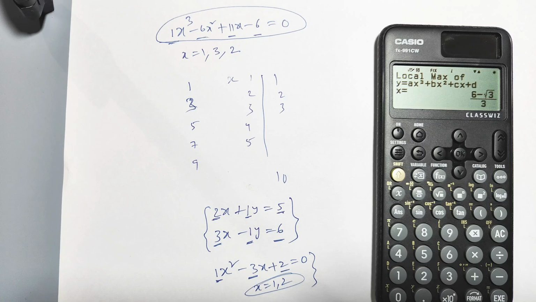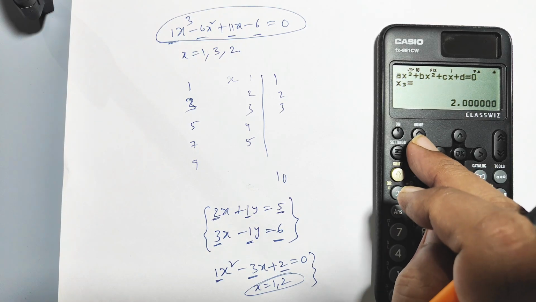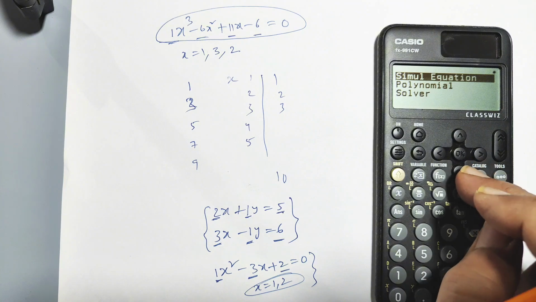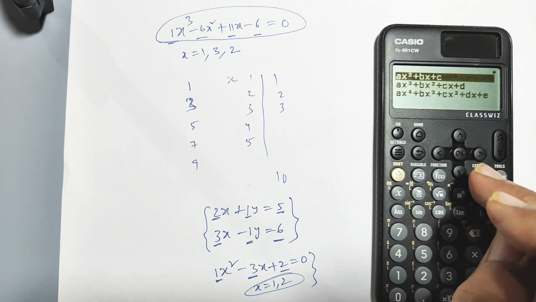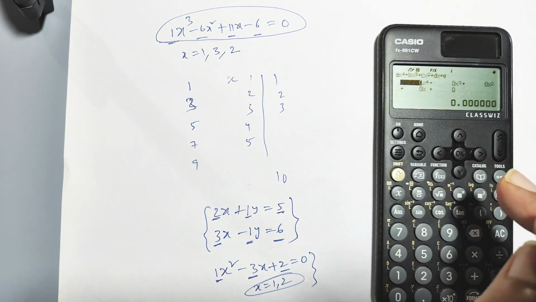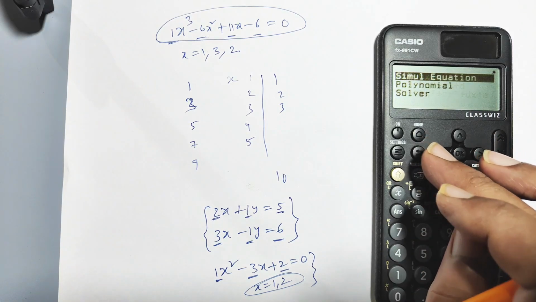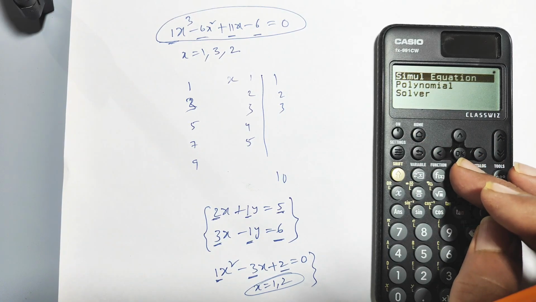Right? Now it also shows the local maximum and local minimum. We don't need all those things. So now it is a polynomial. When you enter a polynomial, you can also solve a fourth degree polynomial. Right? So rarely it comes. You can also solve in a similar fashion.